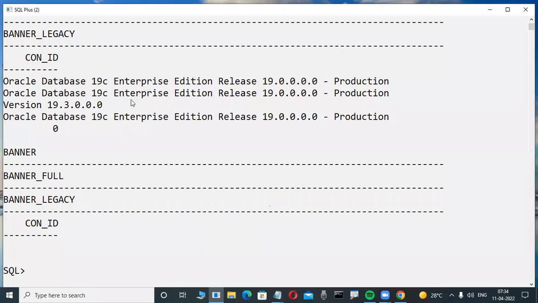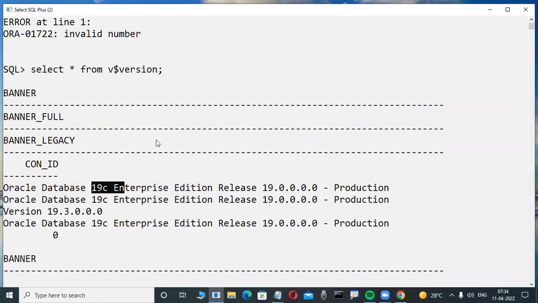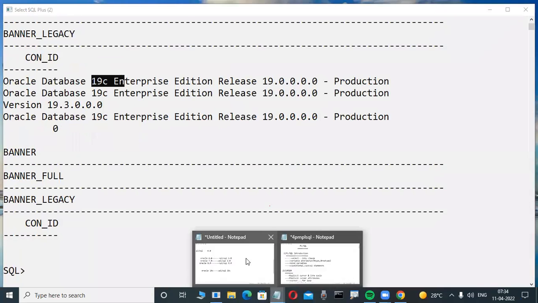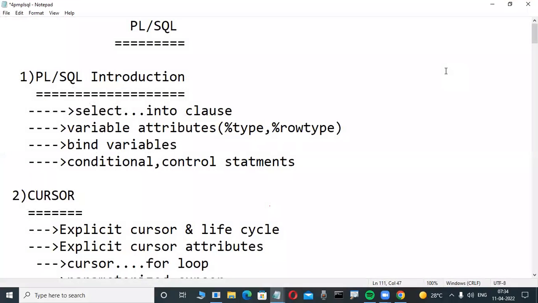Observe here, whatever the Oracle version is, the PL/SQL version is the same. Internally a PL/SQL engine is there. What is that engine, how does it work? We are learning that. That's why, write at least this theory.